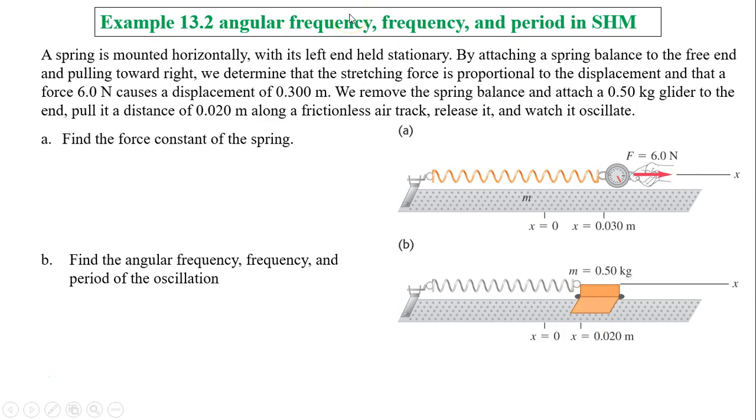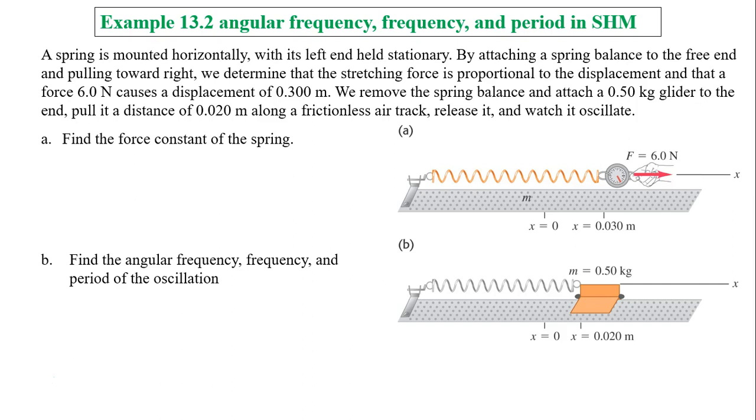Let's look at this example. A spring is mounted horizontally with its left end held stationary. By attaching a spring balance to the free end and pulling toward the right, we determine that the stretching force is proportional to the displacement, and that a force of 6 newtons causes a displacement of 0.3 meters. We remove the spring balance and attach a 0.5 kilogram glider to the end. Pull it a distance of 0.02 meters along the frictionless air track. Release it and watch it oscillate.